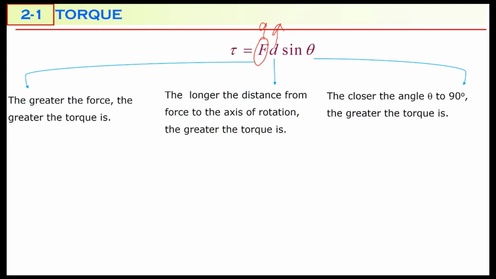We know which angle has the maximum sine, the greatest sine. You know, it's 1, is it? Maximum sine is 1. At what angle? Yes, sine 90 is 1. So when the force is perpendicular to the distance, which means the angle is 90, you produce the greater torque. So the closer the angle is to 90, the greater the torque is.